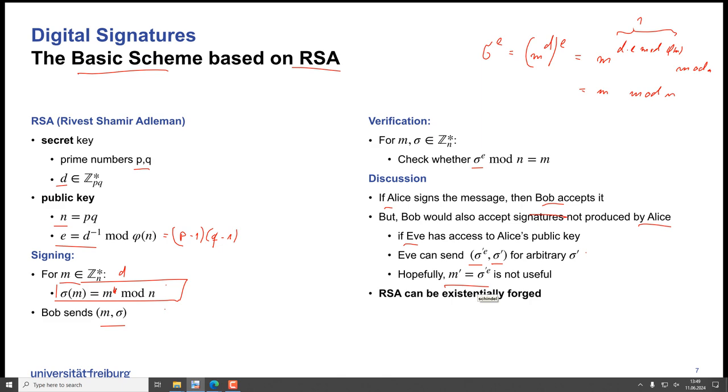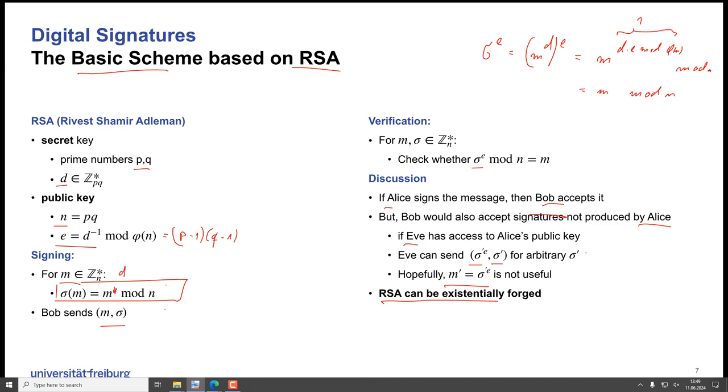Yeah. What does it mean? Probably nothing. Probably it's just a bunch of bits which have no meaning at all. But I can produce a pair of message and signature with a message which is just some kind of random number. Okay, so that means RSA can always be existentially forged if you use it like that. Okay, so that's a huge problem here for RSA. And that's something we have to resolve at some point.